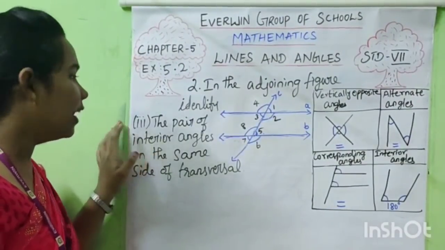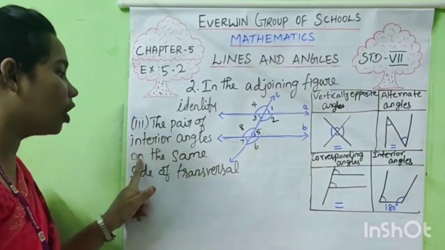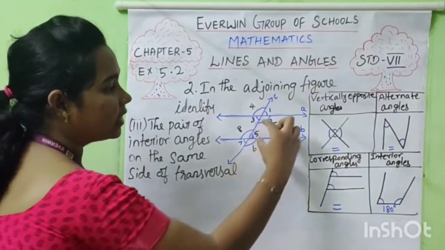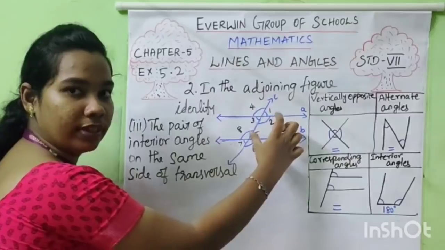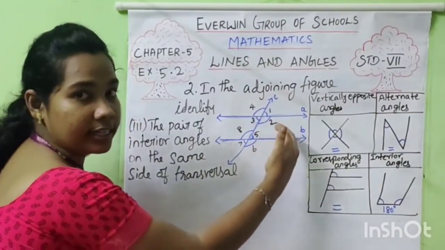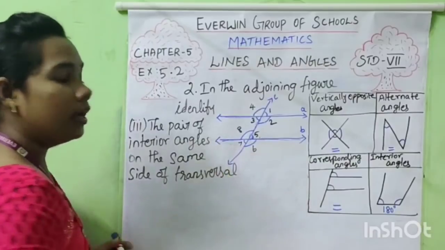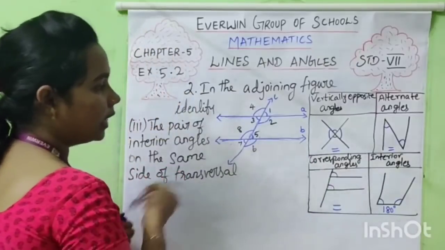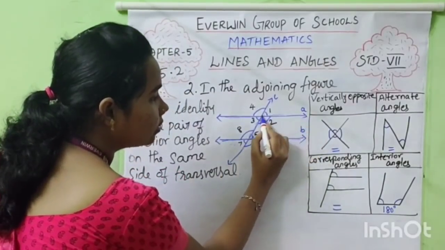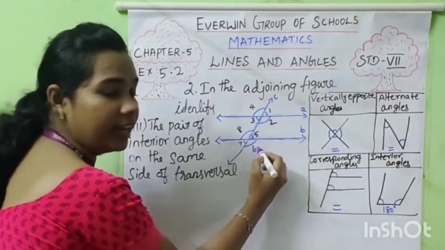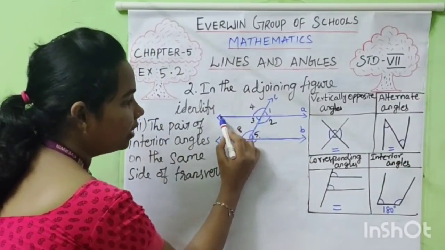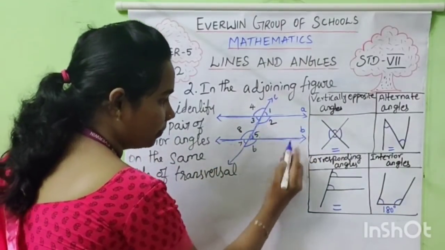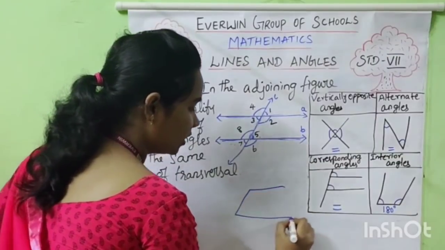Next, third subdivision children, the pair of interior angles on the same side of the transversal. This is our transversal, and the same side of the transversal means inside of the transversal, right? Inside of the two parallel lines also. First, interior means how it will be? It will look like U, right? So see this figure, see these lines, these three lines are looking like U, and coming to the left side, this part is looking like U, right? So first I am going to take this part.